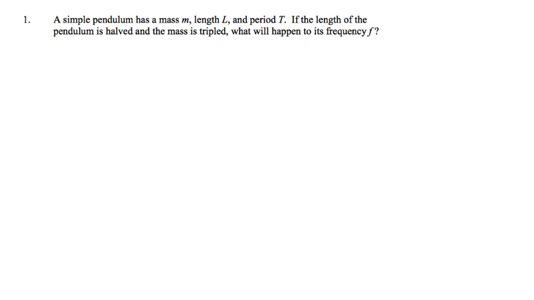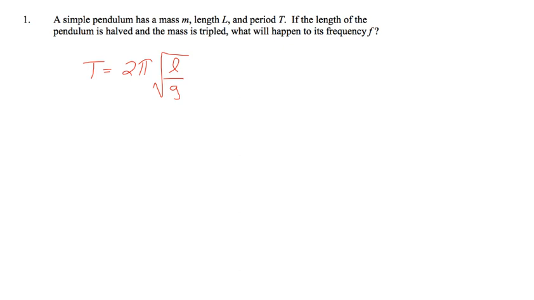So what we have here is a simple pendulum. Our formula for a pendulum is T equals 2 pi square root of L over G. But the question here says, if the length of the pendulum is halved and the mass is tripled, what will happen to its frequency?